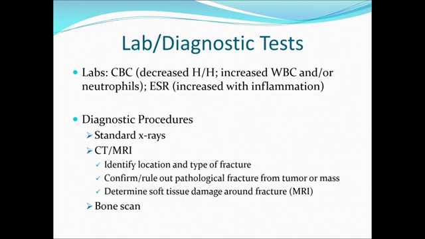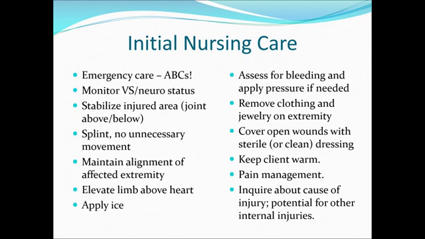standard x-rays are going to be your basic first thing that's done. They may do CT or MRI to identify location and type of fracture. And again, to kind of confirm, rule out if it's a pathological fracture from a tumor or a mass. If they need to look at soft tissue damage, that's going to be the MRI. Bone scans are often used if we think there are stress fractures in the feet and the ankles, things that might be very hairline, very slight ones that may not be picked up on a CT or MRI. But for the most part, it's going to be standard x-rays, CT, MRI.